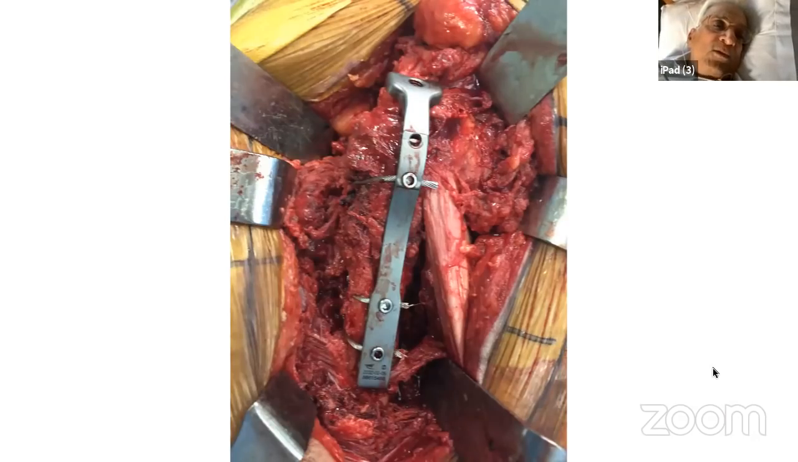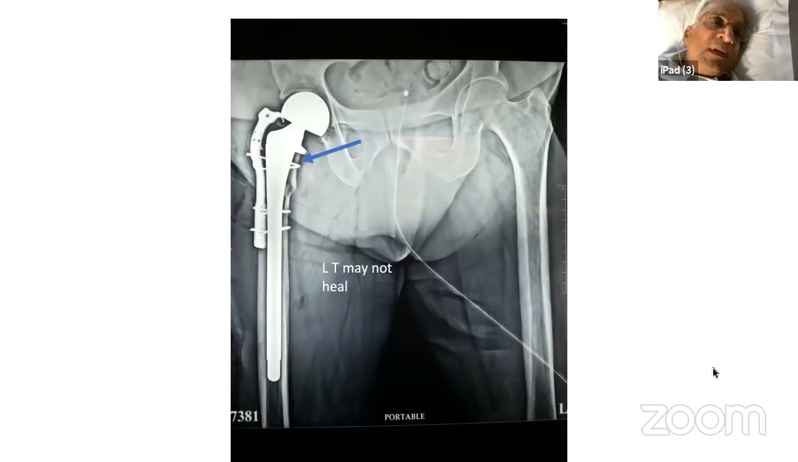This is the lateral view of the hook plate, with the cerclage wire along with the screws which are there. Next, please. The GT may not heal, but this is the one which gives you the best chance for a perfect replacement.